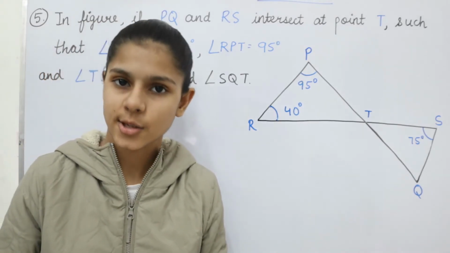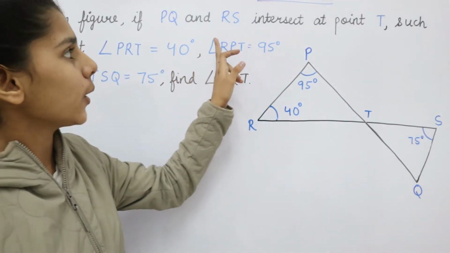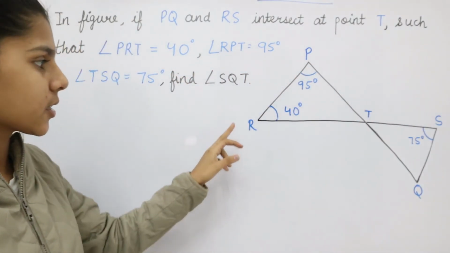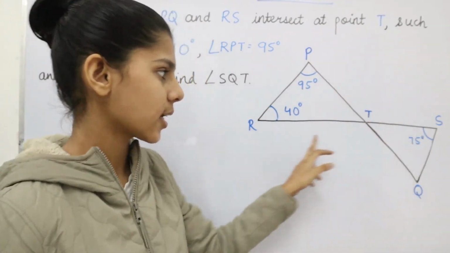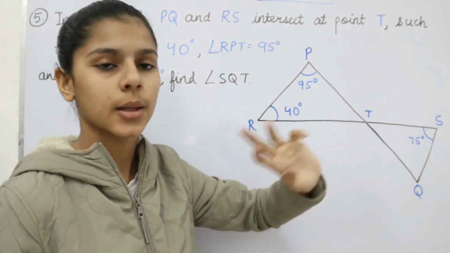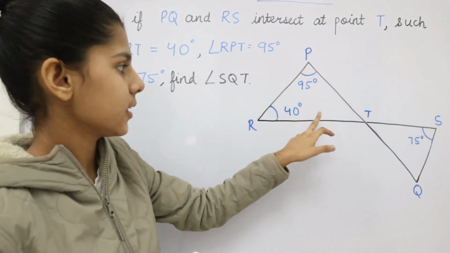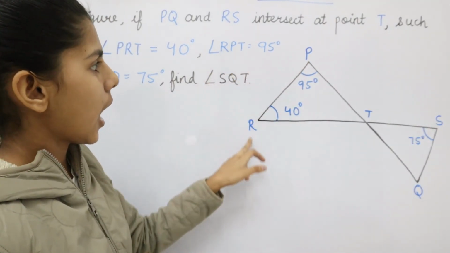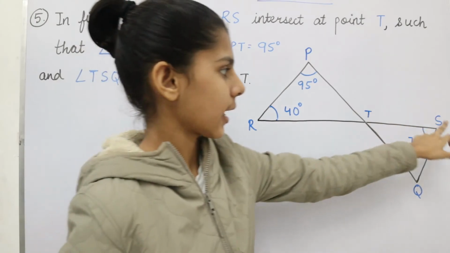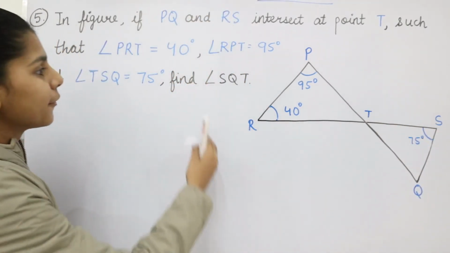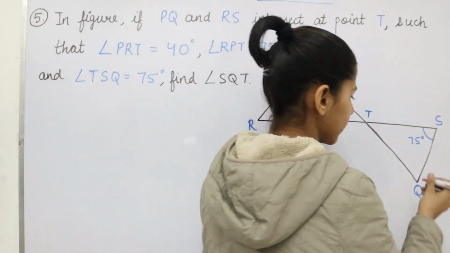In the figure, PQ and RS intersect at point T. These two line segments intersect at the point T, such that angle PRT is 40 degree, angle RPT is 95 degree, and angle TSQ, this angle, is 75 degree. Find angle SQT, which means we have to find this angle.